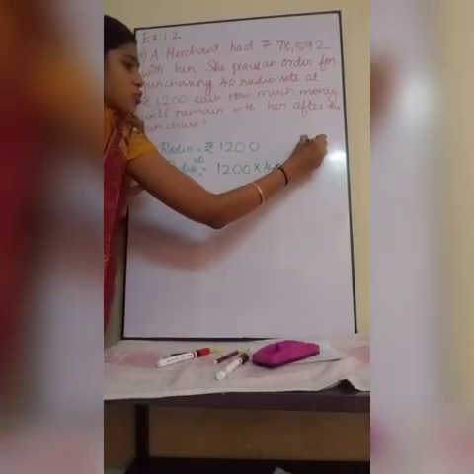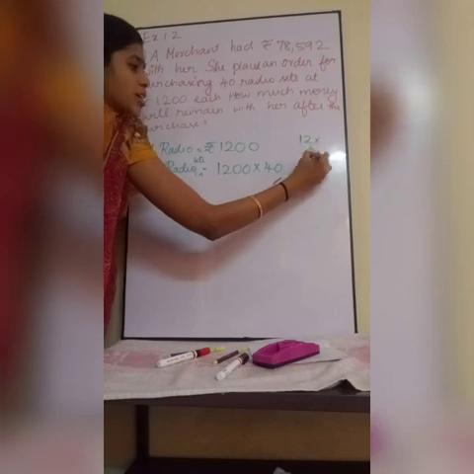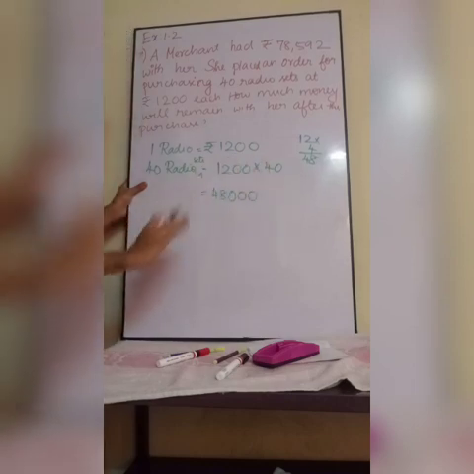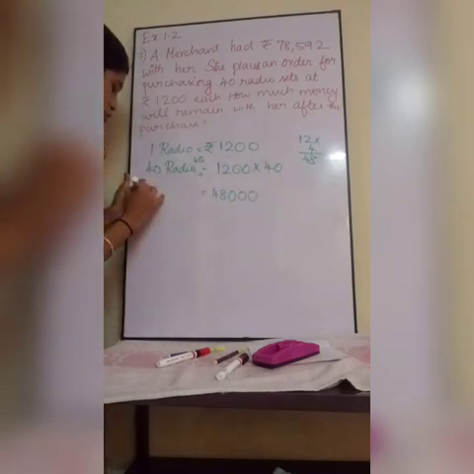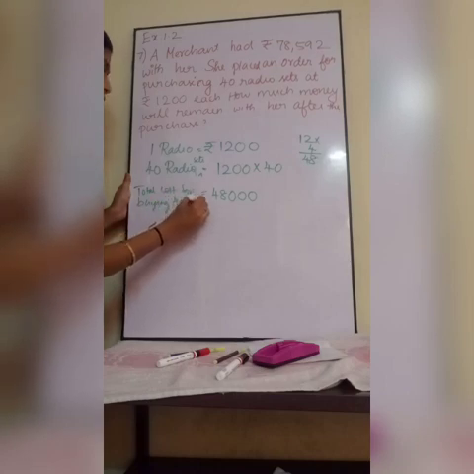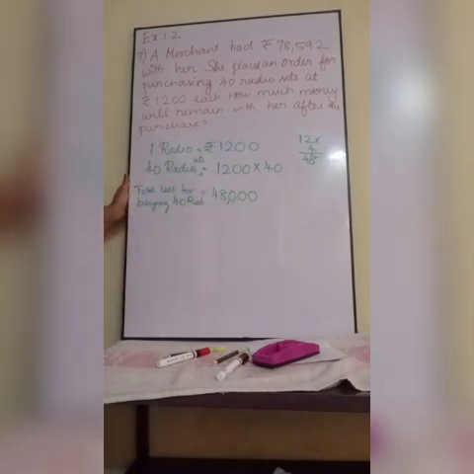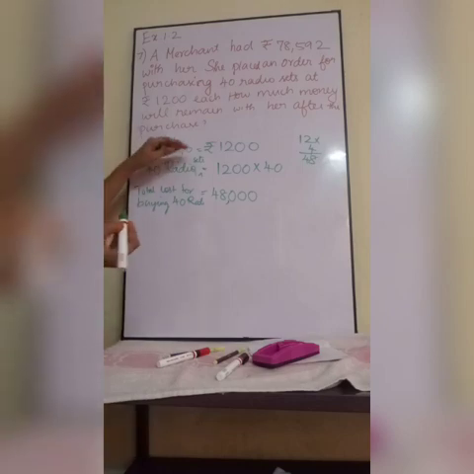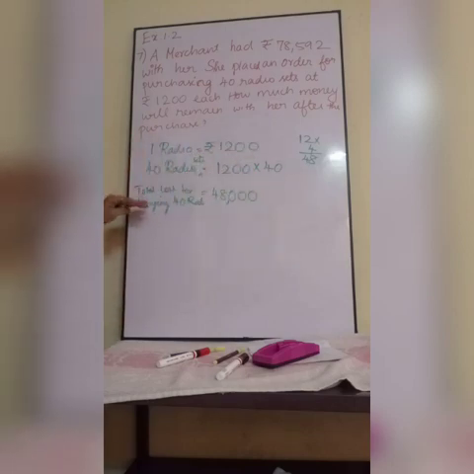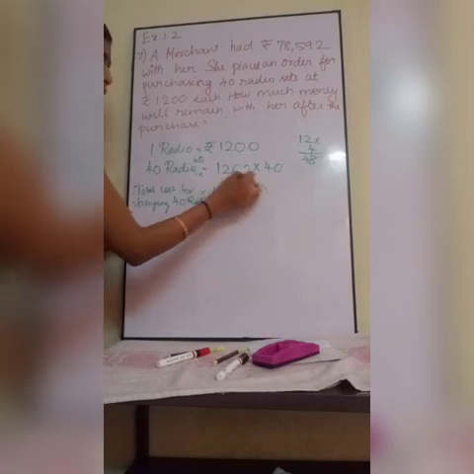12 into 4 is 48, and I will put 3 zeros, so 48,000. So the total cost for buying 40 radios is 48,000. For one set of radios she needs 1,200, and for 40 sets she needs 1,200 into 40. This is the total cost for buying the radio sets.